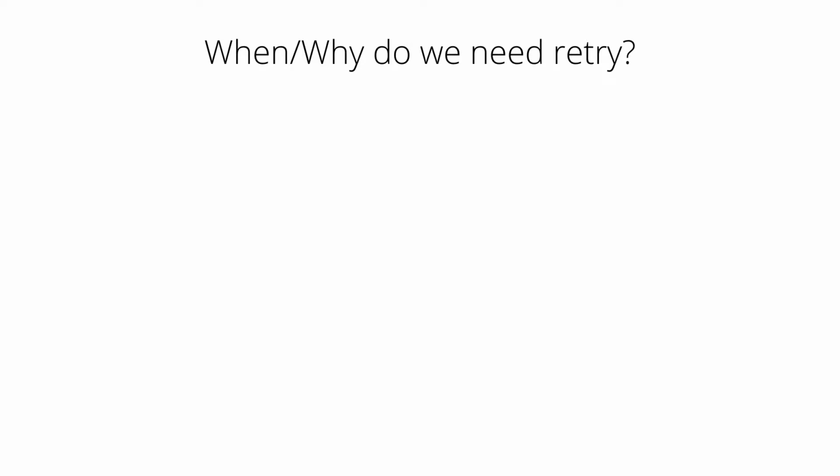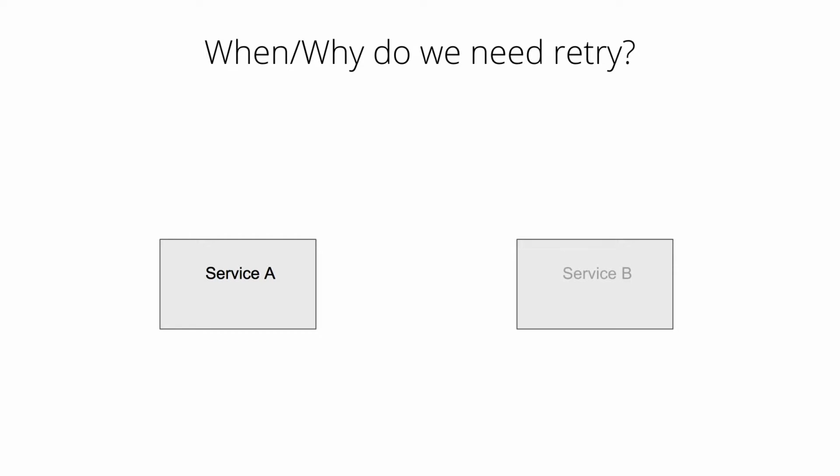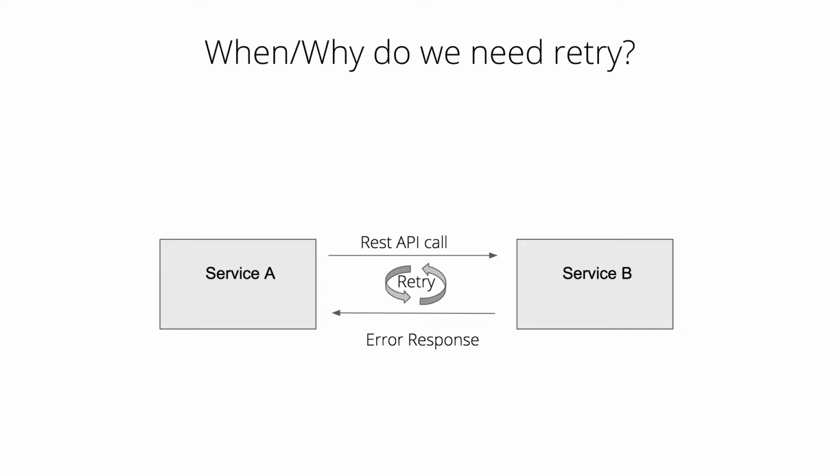So the first question is, when and why do we need retry? Let's assume that you have some service A which calls a REST API of service B, and due to some network glitch you got an error response. In that case, instead of returning a simple error response, sometimes we want to retry so that if there is some minor network glitch we can get a successful response in the next retry. So today in this video we will see what the different retry APIs available in Reactor are, and we will also see the different ways, or you can say an efficient way, to implement this retry logic in case of an error scenario.